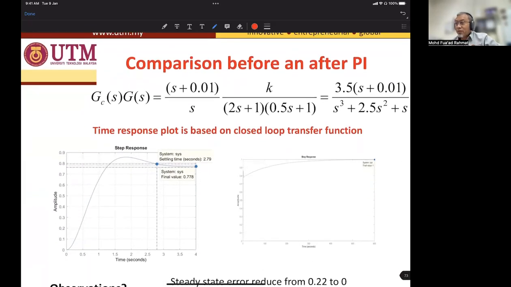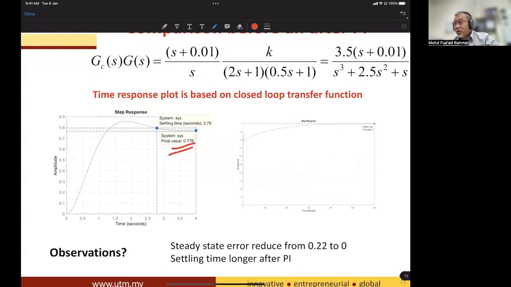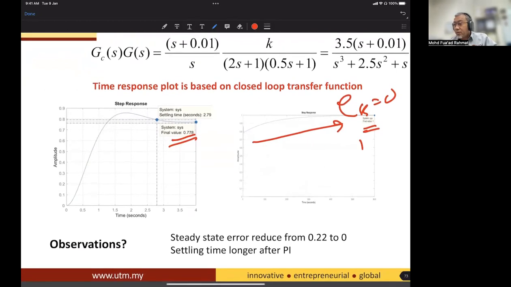Comparison before and after PI. This one is before. You can see that the final value here is 0.778, and this one the final value is 1. So it takes a longer time to reach the error equal to 0, but after about 600 seconds, the system becomes steady state, error equal to 0. So it takes time to reach steady state at 600 seconds. The steady state error is reduced from 0.22 to 0, which is good.